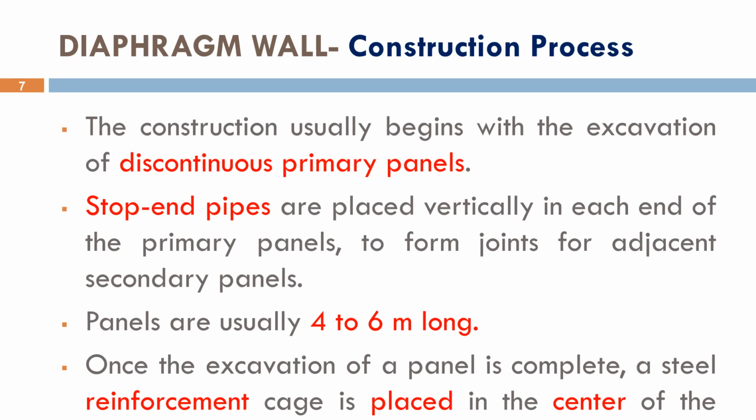The construction begins with excavating primary panels, usually having lengths of 4 to 6 meters. After excavation, stop-end pipes are placed vertically at both ends of the panel to form proper joints with the adjacent panels. Once excavation is complete, a prefabricated steel reinforcement cage is lowered into the center of the trench using cranes. This reinforcement provides the structural strength required to resist earth pressure and bending moments.